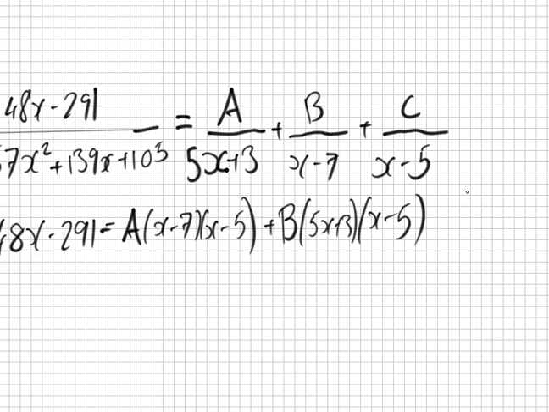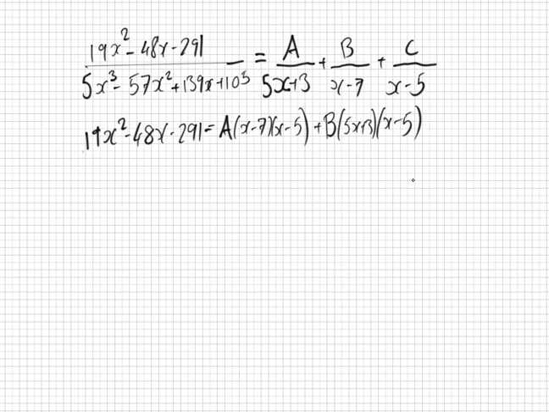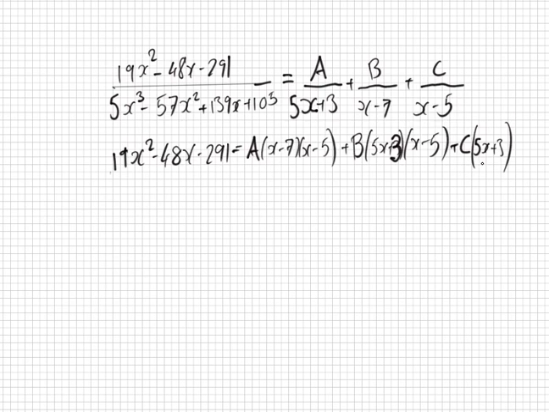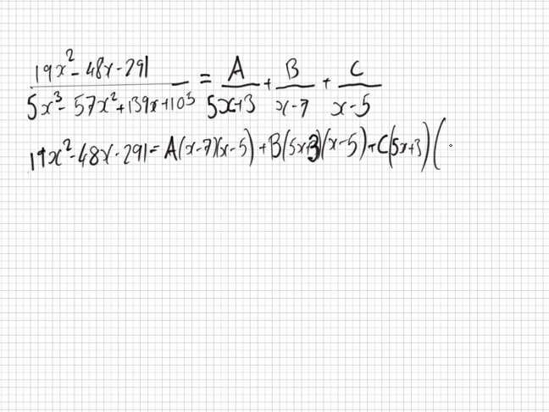I need to go over here to the right. Let's zoom out. Zoom in. Can you see that there? That's a 3, not a b. Plus C times 5x plus 3, and then x minus 7.